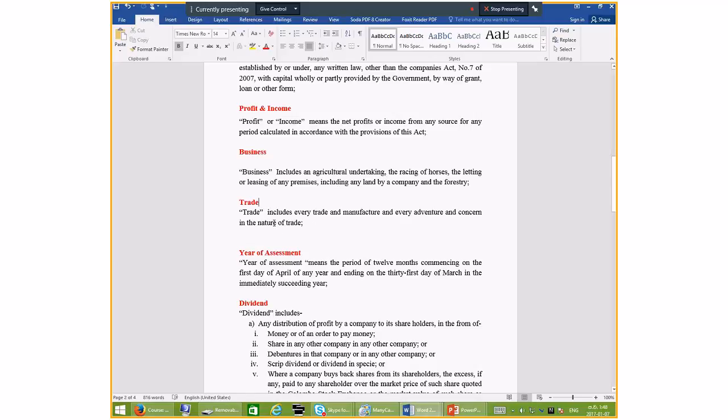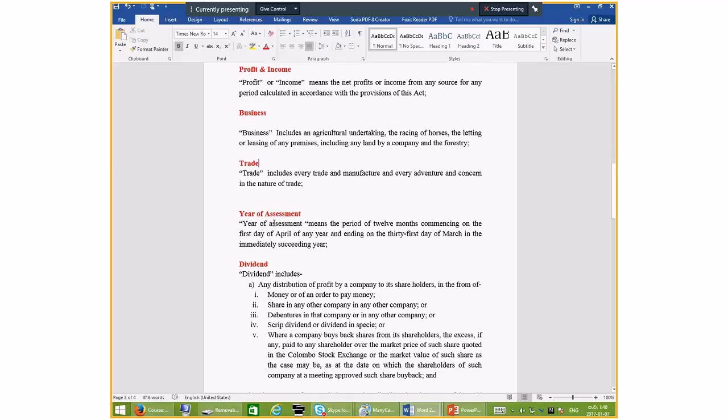Now we see what is the meaning of trade. When we read section 3, the profit from any trade, business, profession, vocation for however short a period carried on or exercised. Under section 3A, the profit is included for the business or the trade. Again, the word trade is also defined. Trade includes every trade and manufacture and every adventure and concern in the nature of trade. Then we must learn adventure and concern in the nature of trade. Even if the period is short, if they have done the trade with the motive of making a profit, then that type of activity comes within the meaning of trade.